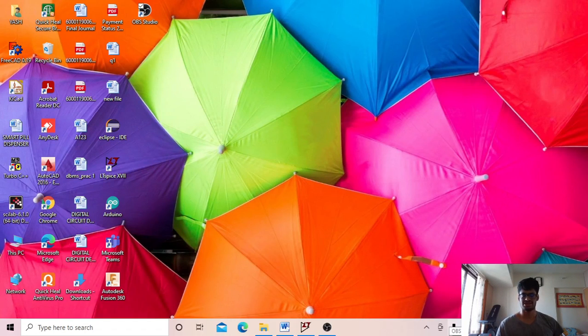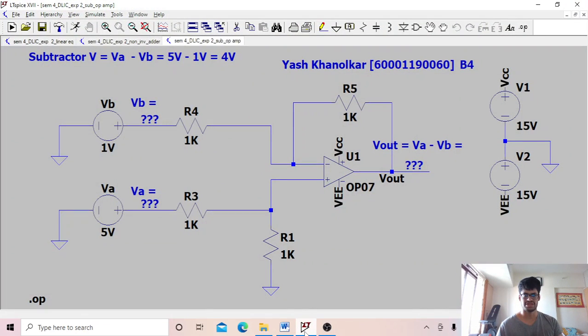Hey guys, this is Yash Khanolkar and today I'm going to demonstrate DLIC experiment 2, which is on the application of op-amps using the adder subtractor and the linear equation circuit. Now the last time I already showed how to use the LT-Spice software, so today we will jump right into the demonstration. The first circuit which I will be demonstrating is the subtractor circuit.